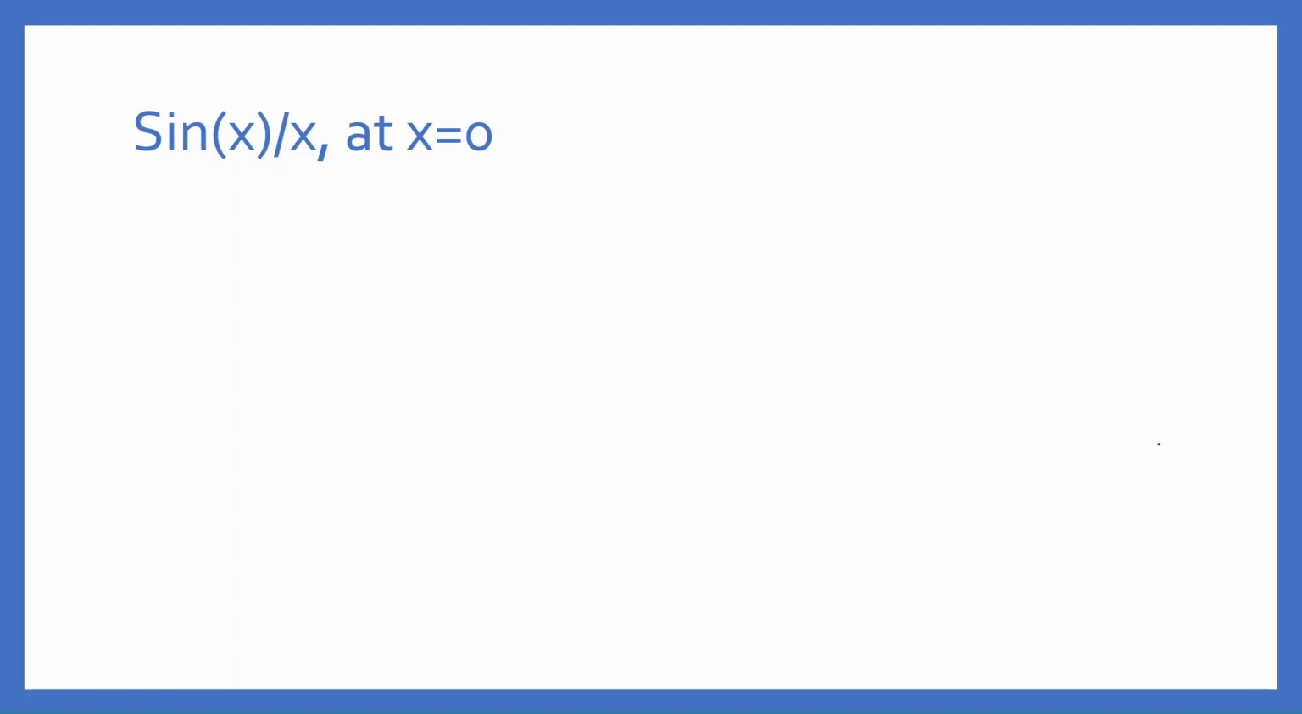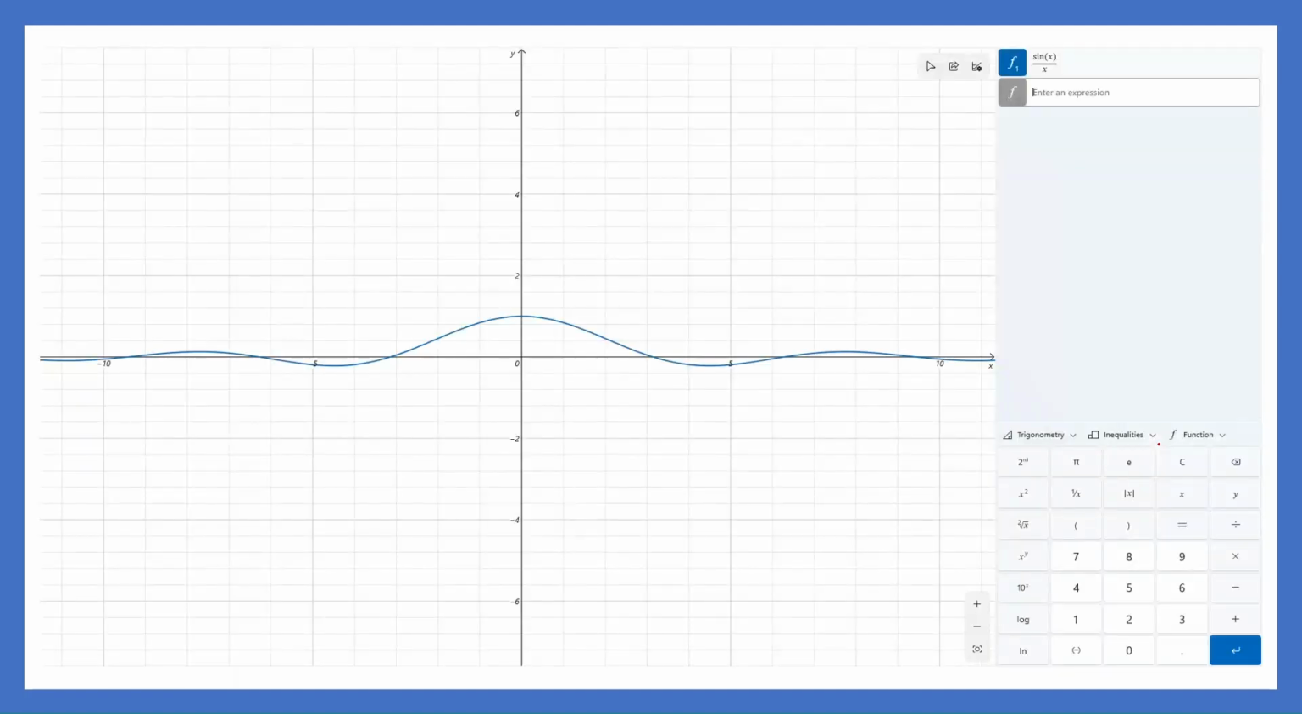Imagine sine of x divided by x. So this is what the graph will look like, right? This is essentially just the graph of sine of x multiplied with 1 by x. And this is what it looks like.